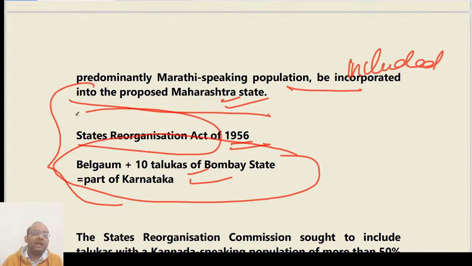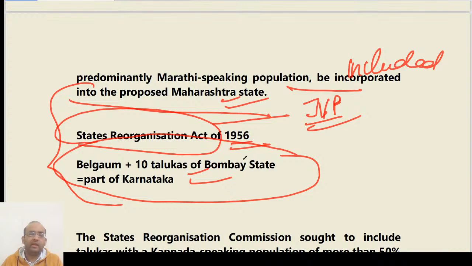Because the States Reorganization Act, if you have read it, is based on the Fazal Ali Commission, isn't it? Dhar and Fazal Ali Commission, and also the JVP Commission: Jawaharlal Nehru, Vallabhbhai Patel and Pattabhi Sitaramayya. This commission gave preference to linguistic-based states, that on the basis of language states would be created. For example, Punjab for Punjabis, Bengal for Bengalis, Kerala for Malayalis, etc.